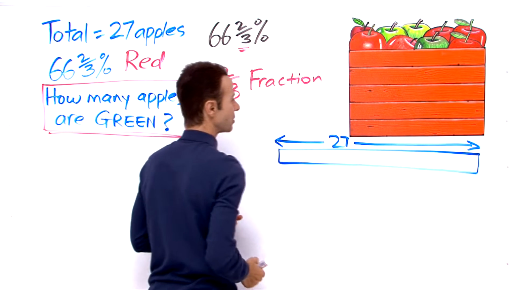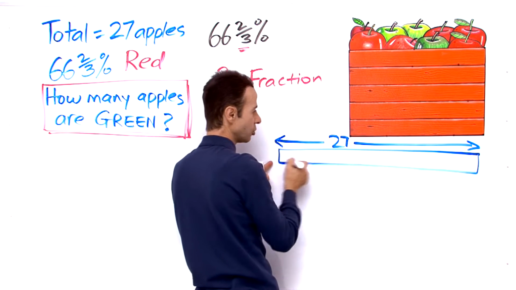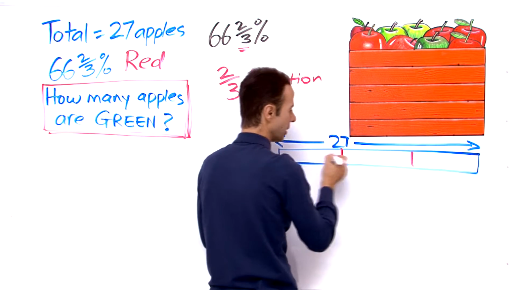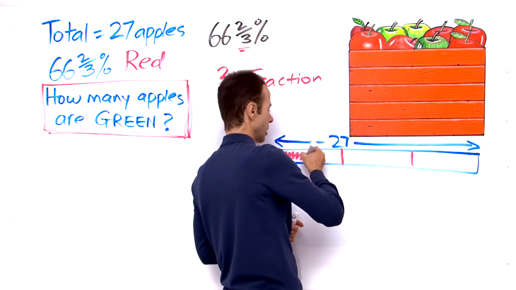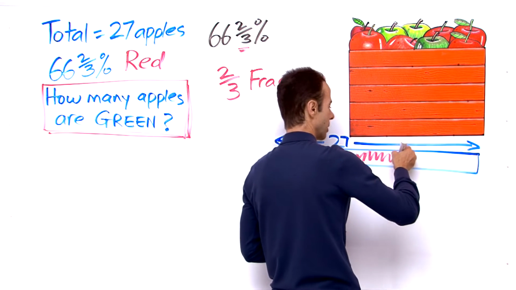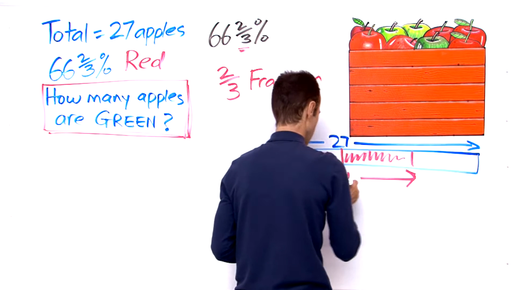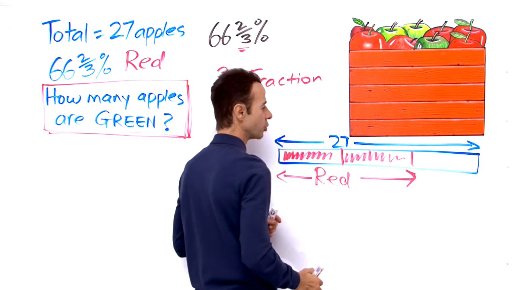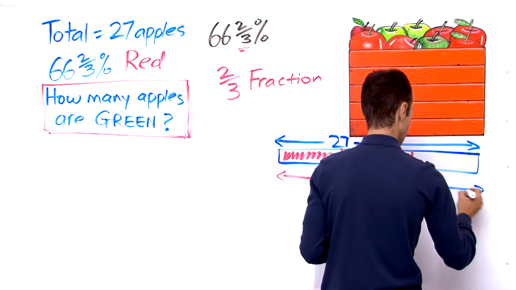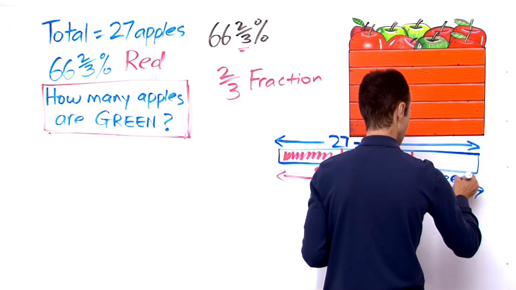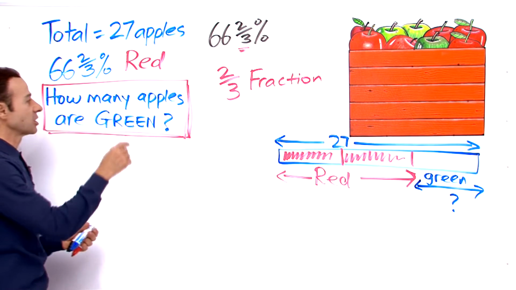Okay, now let's represent this. So 66 2/3% are red apples. So if I was to look at this as 2/3, if I break it up into 3/3, 1/3, 2/3, 3/3, 2/3 is red apples. From there to there. That's red apples, 2/3. 2/3 of it. The rest over here is green. And that's our task. We don't know how many. So how do we work that out? Let's work out how many green.